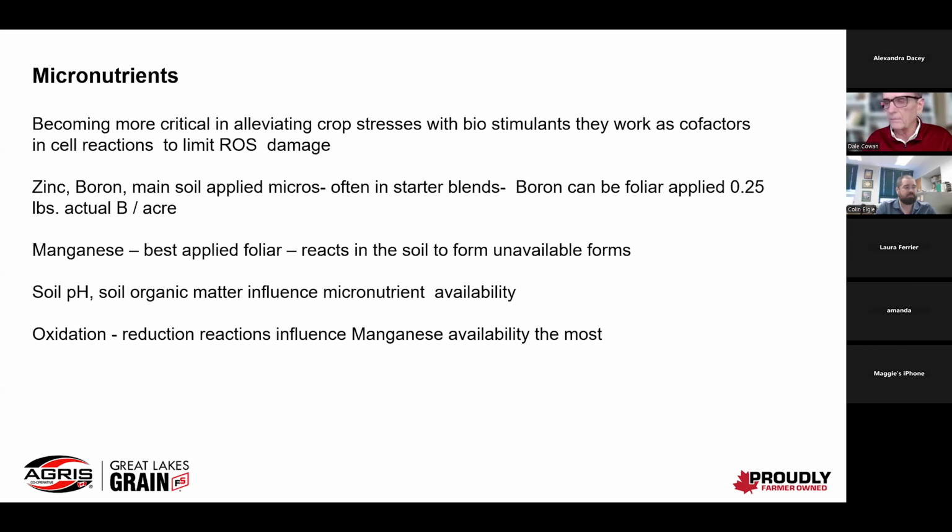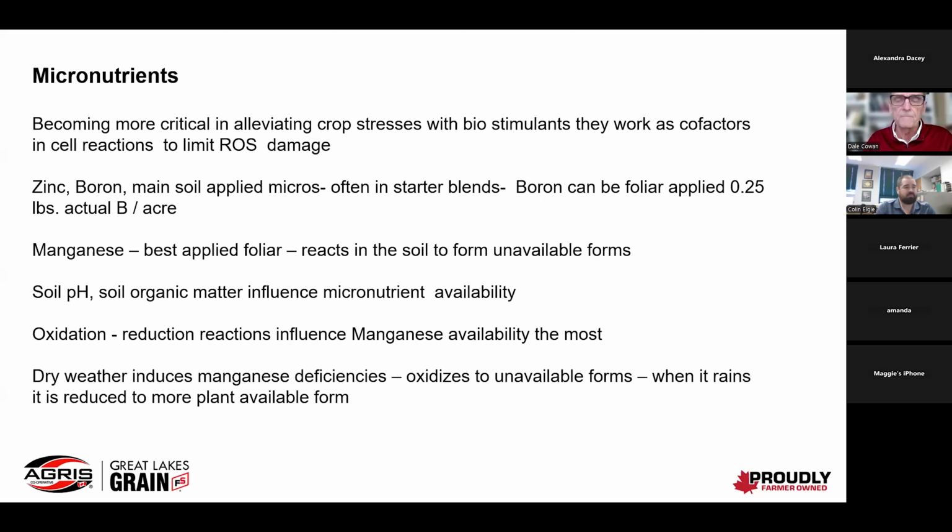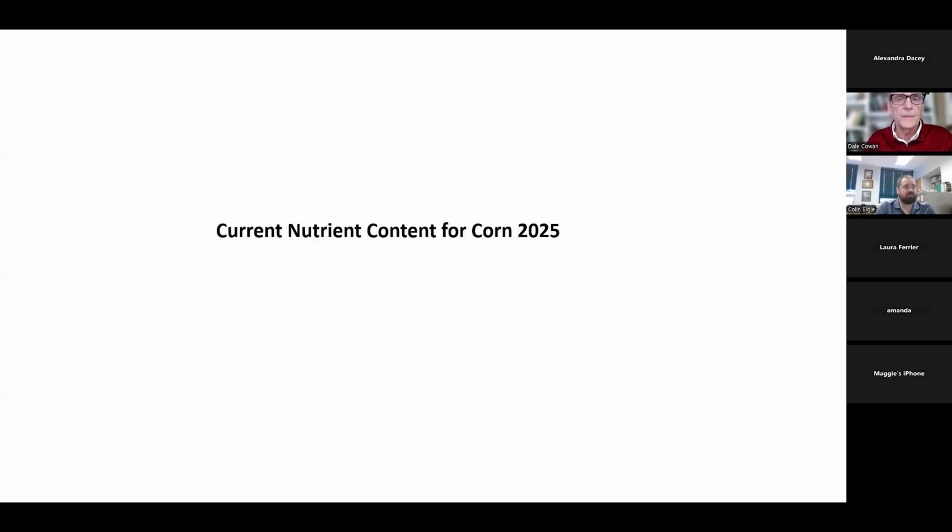So it's a little more tricky to manage, but it's usually foliar, and sometimes you have to do more than one foliar application because it's non-mobile in the plant. You need to keep treating the new growth, especially on soybeans, to alleviate the deficiency. So those are some of the things to be considered when you're dealing with micronutrients.